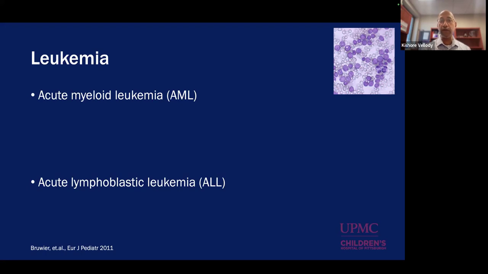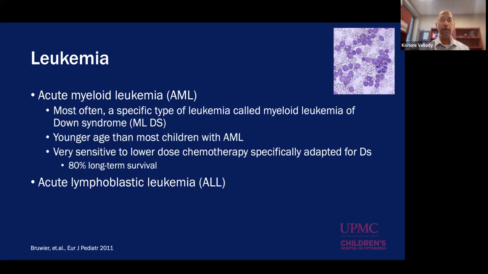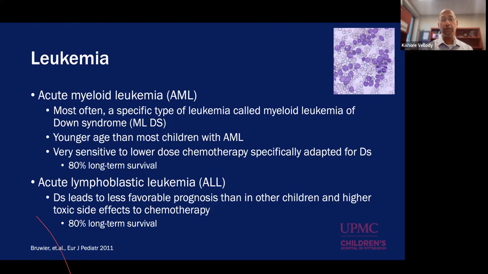And there are two main types that we can see. One is called AML. And there's a specific type of AML that we see in Down syndrome called MLDS, or myeloid leukemia of Down syndrome, MLDS. They are very sensitive to lower dose chemotherapy and have 80% long-term survival, which is much better than the typical population with AML.